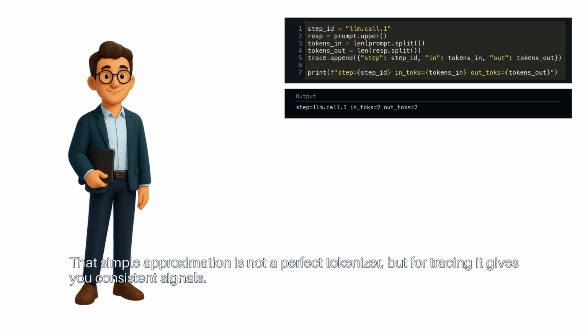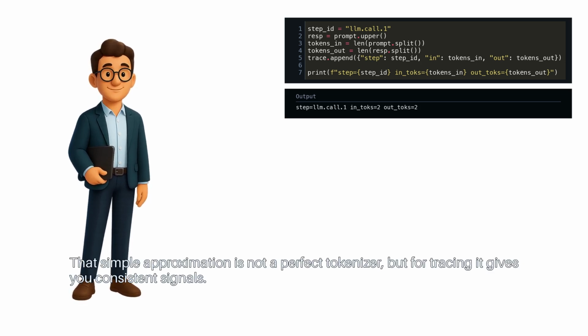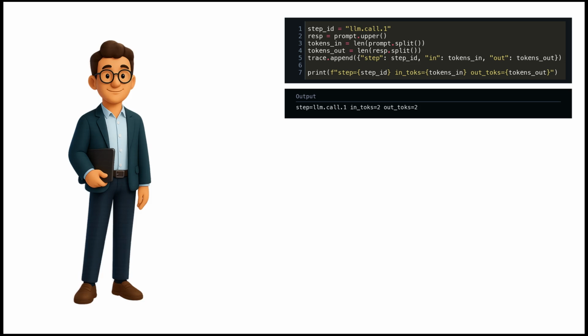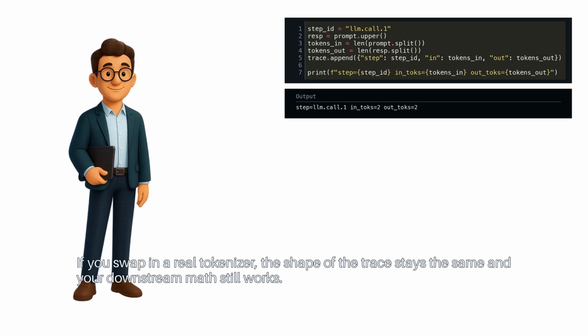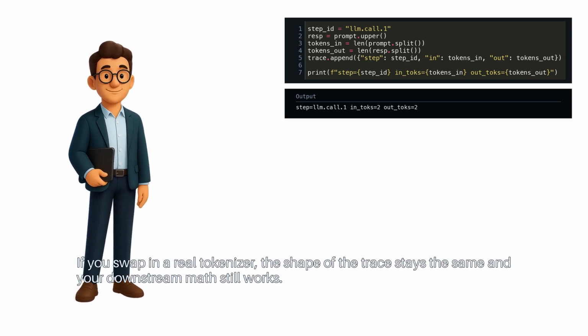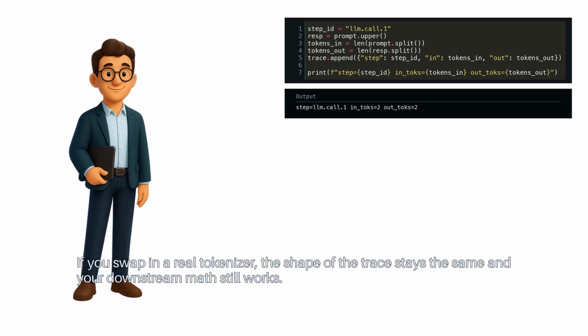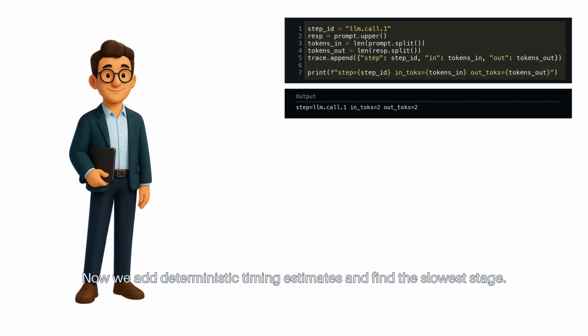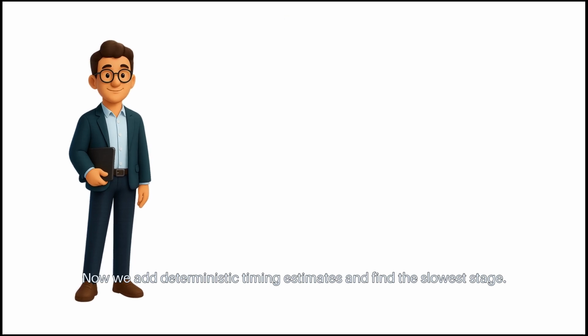That simple approximation is not a perfect tokenizer, but for tracing, it gives you consistent signals. If you swap in a real tokenizer, the shape of the trace stays the same, and your downstream math still works. Now we add deterministic timing estimates and find the slowest stage.